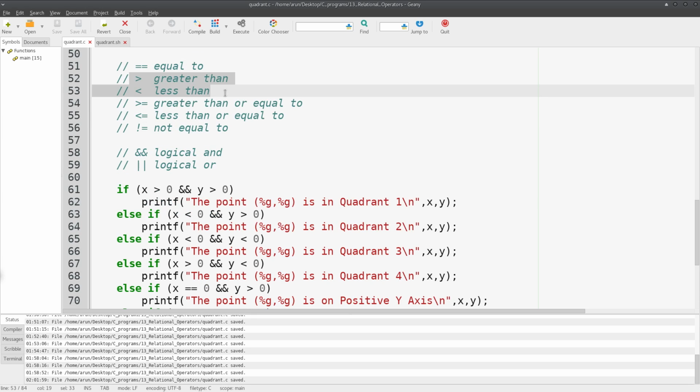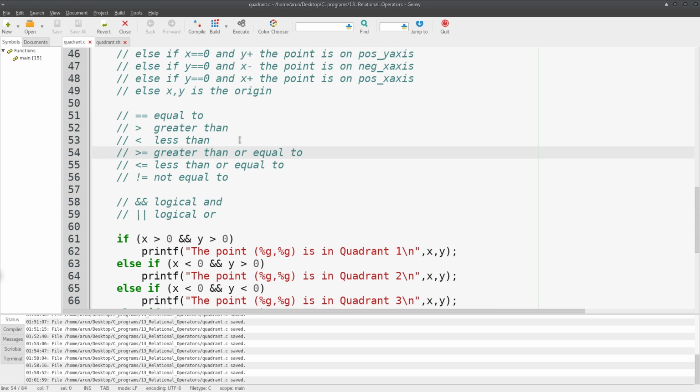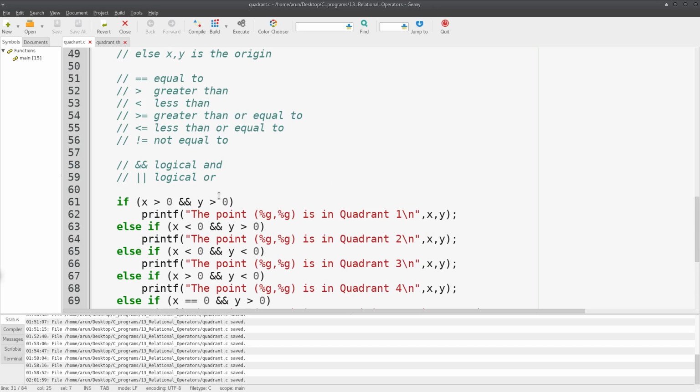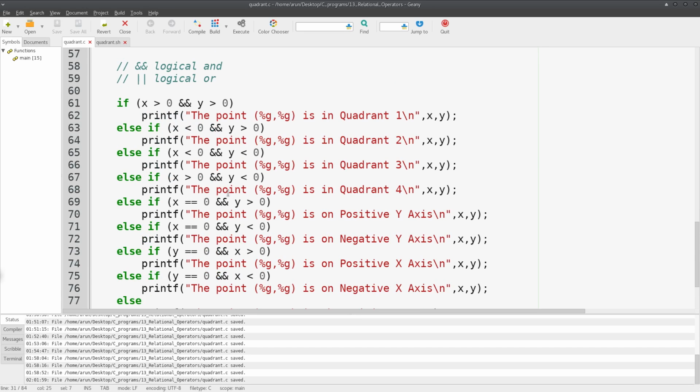And these two are for the greater than and the less than operations, and these are for greater than or equal to and less than or equal to operations. And if you want to see if a particular variable is not equal to another variable, we use the exclamation mark and equal to, just like how we used that over here. And then we print them out.